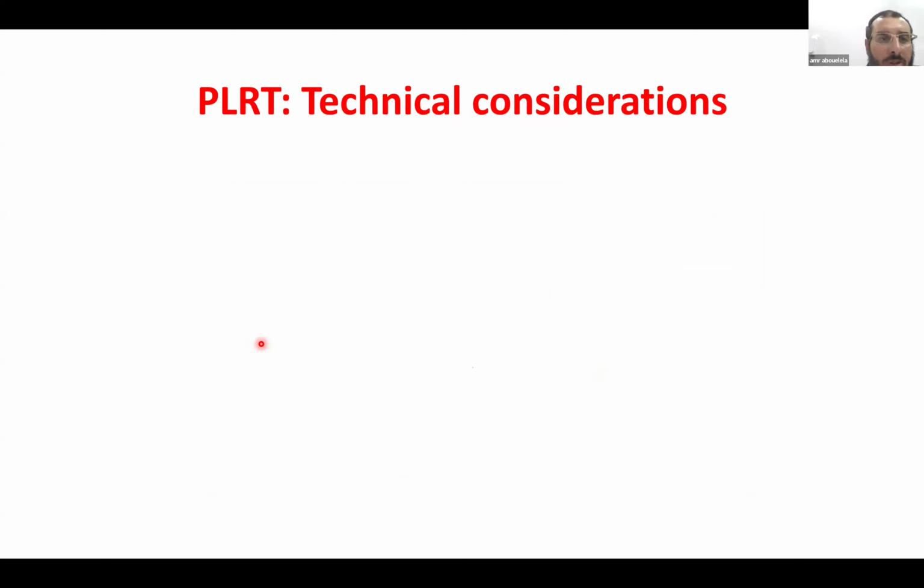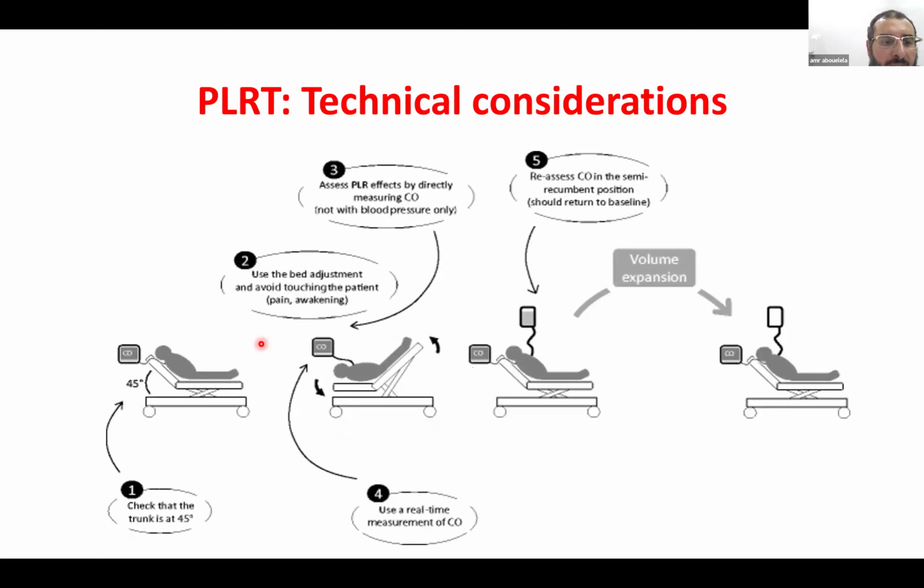Some technical considerations while using the passive leg raising test. Of course, the angle should be accurate, 45 degrees, using the bed adjustment and avoiding touching the patient. In most ICUs, you have mobile beds. You can mobilize the head of the bed and the foot without touching the patient. The main point of not touching the patient is that we don't want to affect the heart rate, because if the heart rate increases, this can affect the cardiac output, and of course will affect the measurement.